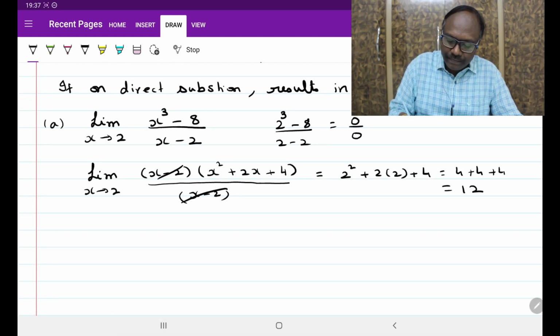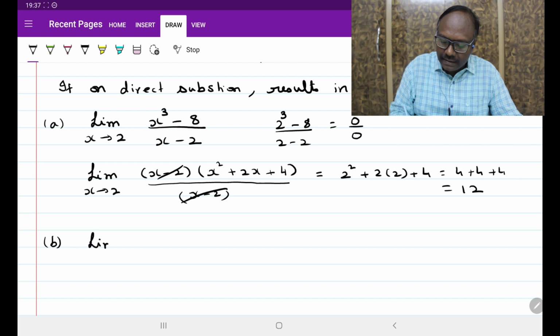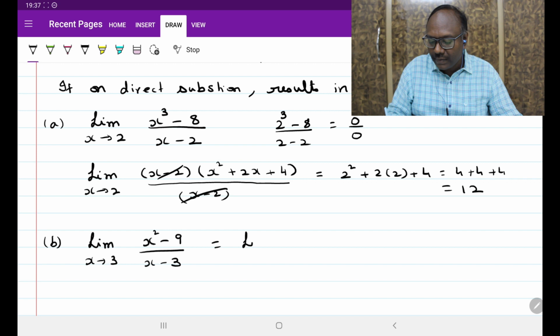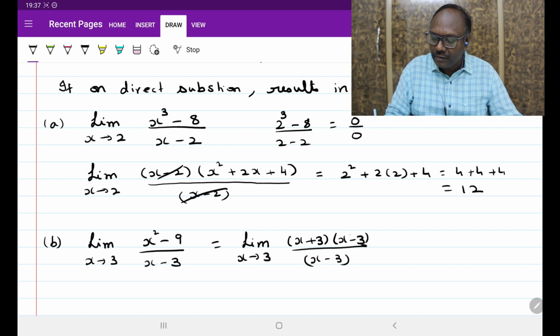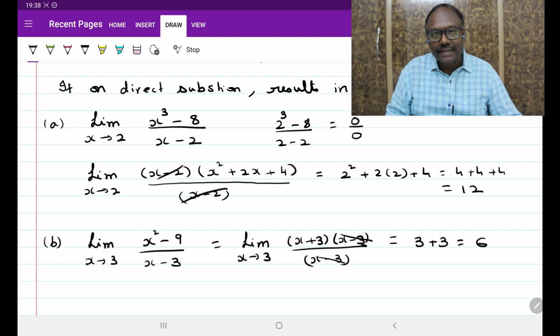So, let us take another example. Limit x tends to 3, x square minus 9 by x minus 3. So, we can write it as limit x tends to 3. You can factorize x square minus 9 as x plus 3 into x minus 3 divided by x minus 3. So, we can cancel out x minus 3 and after cancelling out the common factors, we have to substitute x equal to 3. So, this will be 3 plus 3, that is equal to 6. I hope you understood the method of cancelling out the common factors and then substitution. So, this is the second method.